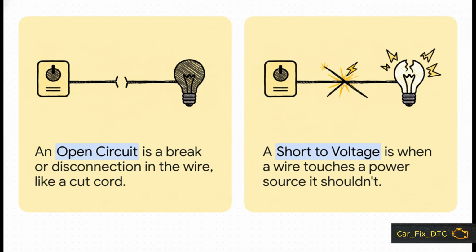And just so we're all on the same page with those terms, an open circuit? Just think of it like a cut cord. The electricity can't make the complete trip. Simple as that. A short to voltage? That's when a wire gets a little nick in its rubber coating and touches something metal it's not supposed to, creating a kind of electrical shortcut that gives that crazy high reading.